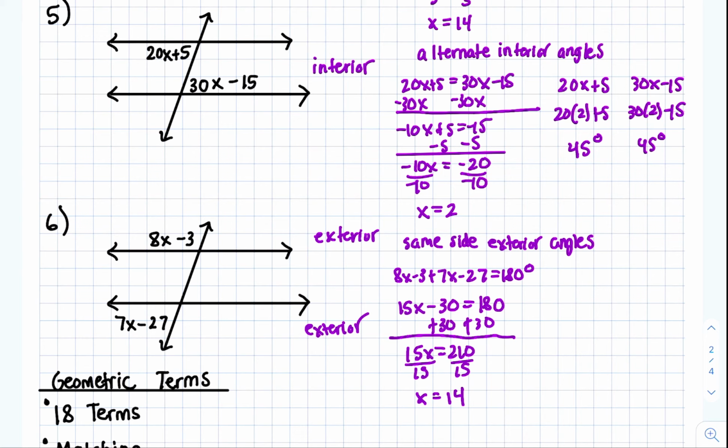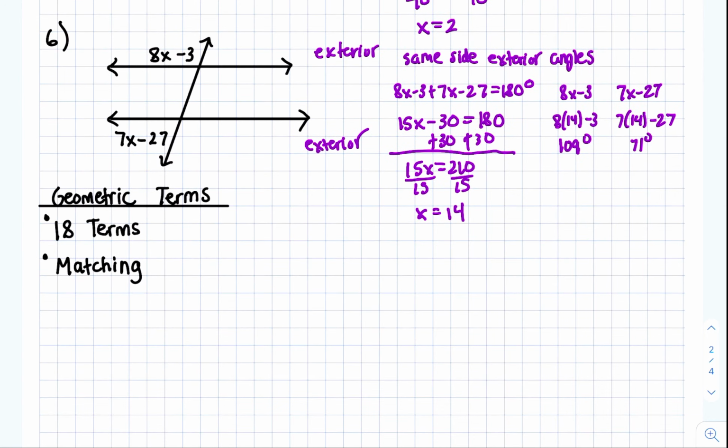Now, substitute this into both of them so that you guys can find their exact angle measurements. So 8x minus 3, 7x minus 27. Substitute 14 into both. And 8 times 14 minus 3 is 109 degrees. 7 times 14 minus 27, 71 degrees. Which makes sense because same side exterior angles are supplementary. 109 plus 71 is 180 degrees.